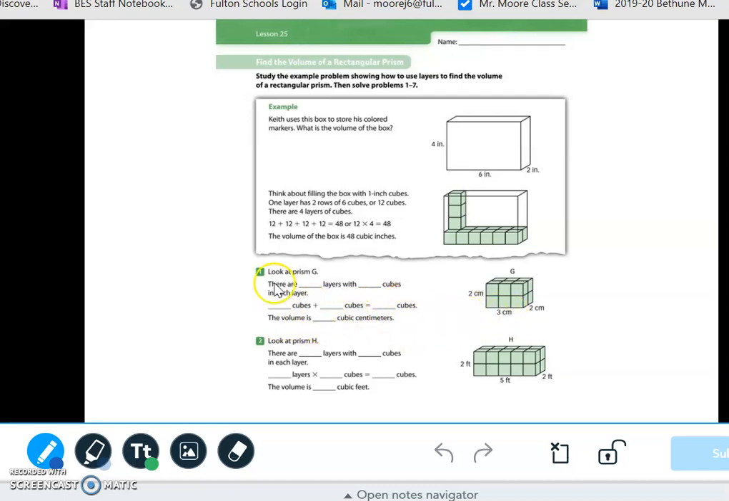All right, let's go ahead and take your time. Do the same thing for H. Answer and see what your answers would be here.